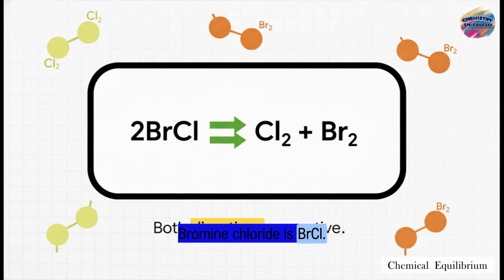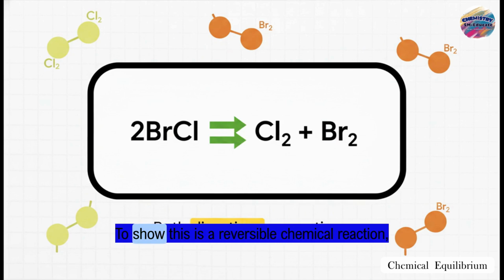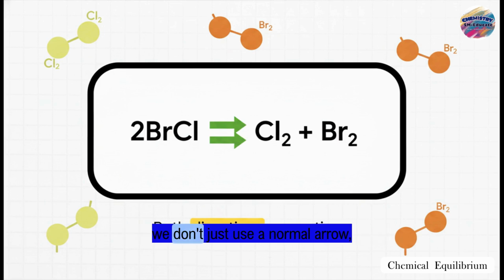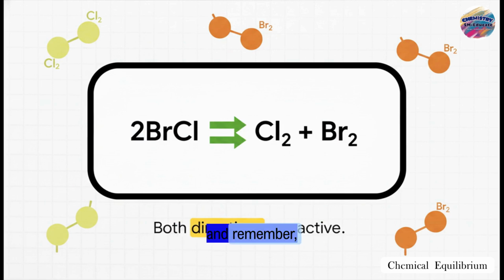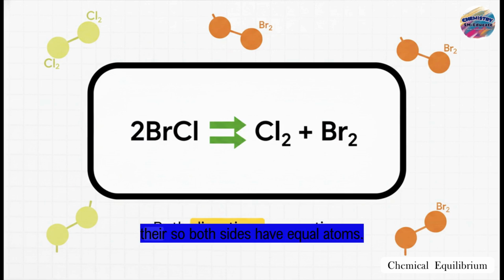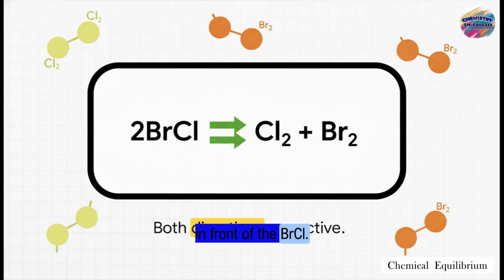Bromine chloride is BrCl. Chlorine gas naturally exists as a diatomic molecule, right? So that's Cl2, and bromine is Br2. But the absolute star of the show here is the symbol right in the middle. To show this is a reversible chemical reaction, we don't just use a normal arrow. No way. We use the double equilibrium arrow. One half arrow pointing forward, one half arrow pointing back. This shows both directions are active simultaneously. Oh, and remember, good chemists always balance their equations so both sides have equal atoms. That's why we need that 2 in front of the BrCl.